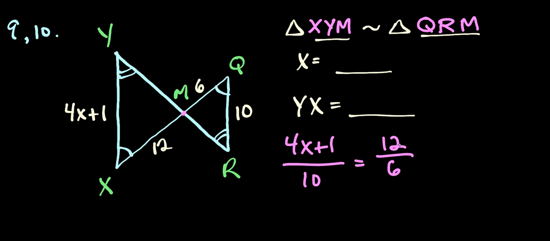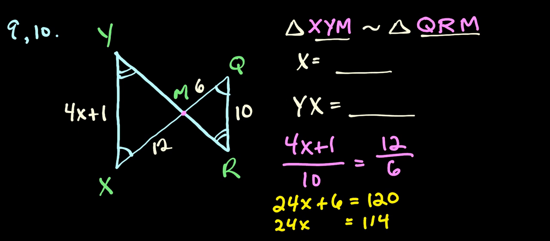If you'd like, you could even simplify this 12 over 6 to 2 over 1 to make that a little bit easier on yourself because it'll be smaller numbers, but it's really up to you. So I'm going to go ahead and just keep it as a 12 over 6, and I'll have 6 times 4x will be 24x. 6 times 1 is 6, and I have 10 times 12, which is 120. So I'll go ahead and subtract the 6, and I'll have 24x equals 114, and then we get an x value, which is 4.75.